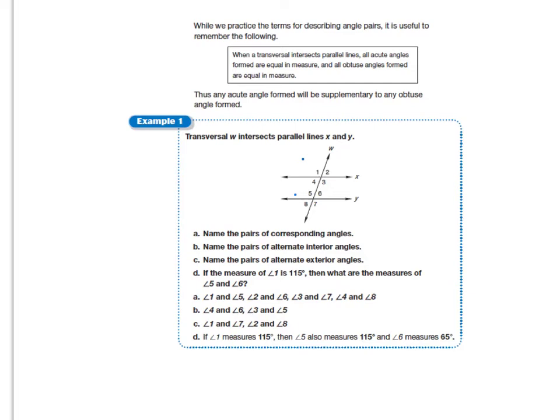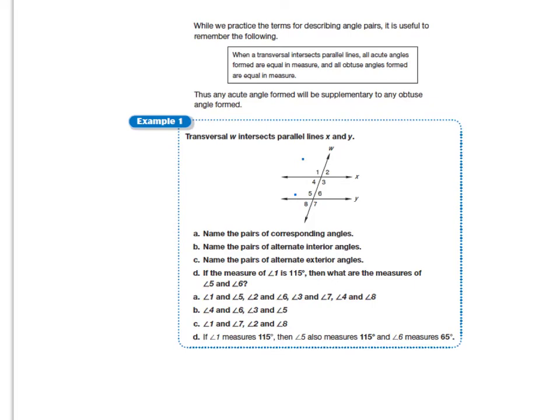All right? And we're going to name the pairs of alternate interior angles. So we have to remember first to go to the interior. Right away we know that's inside here, the 4, 3, 5, and 6. And we're looking for alternate. Alternate means they're going to cross the line. So 4 would be alternate to 6, and 3 would be alternate to 5. Okay, and let's make sure that's matching our answers down below.